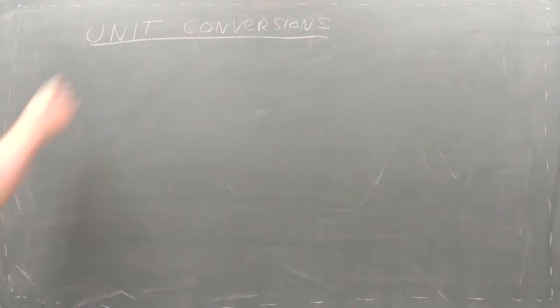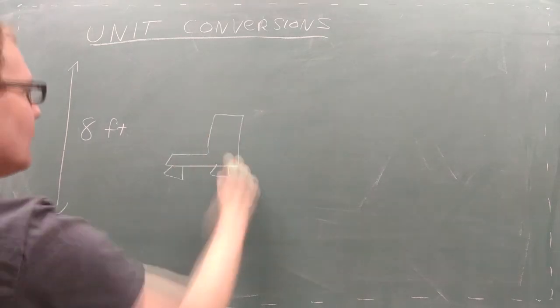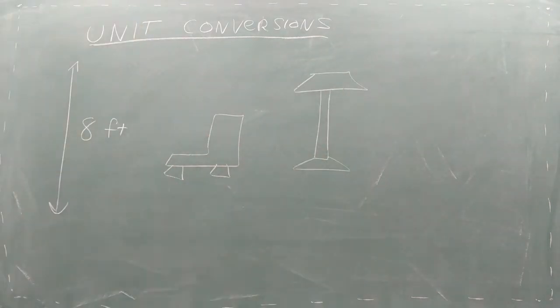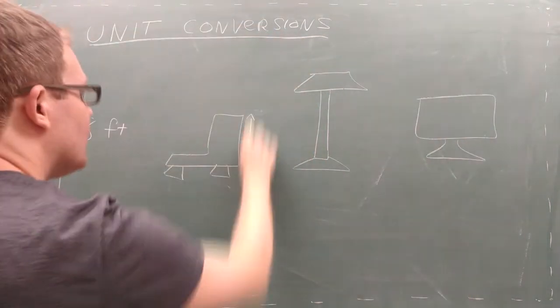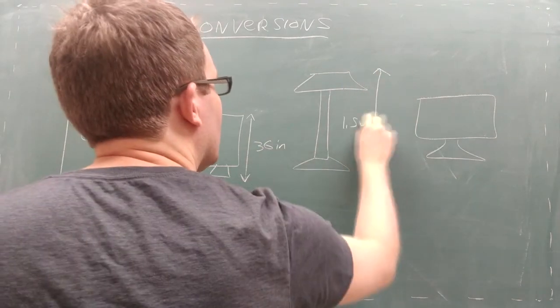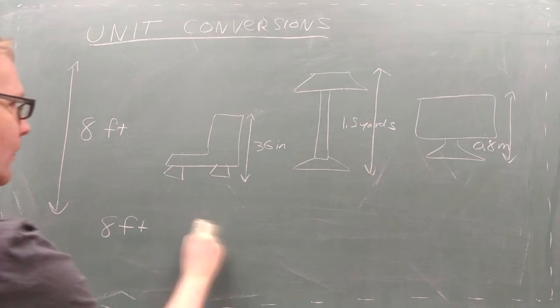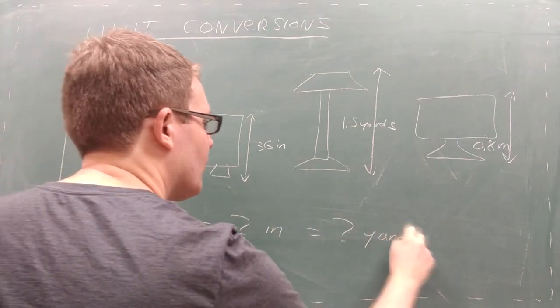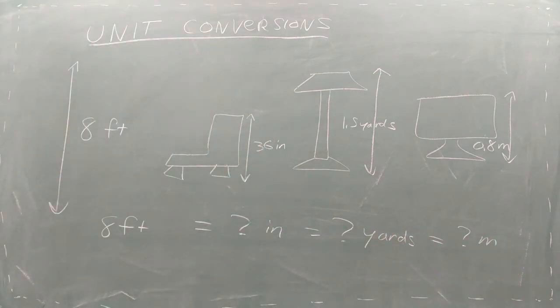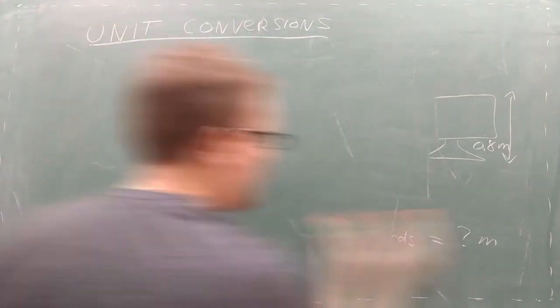Let's suppose, for example, that you measured the height of a room to be 8 feet. You want to buy a set of furniture to go in the room, but their heights are all measured in different units. One is measured in inches, one in yards, and one is even in meters. You would need to convert your 8 feet into each of these units to make sure the furniture can fit in this room. First, let's convert the feet into inches.